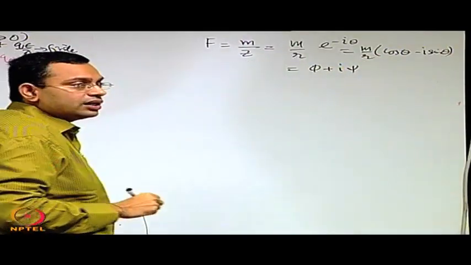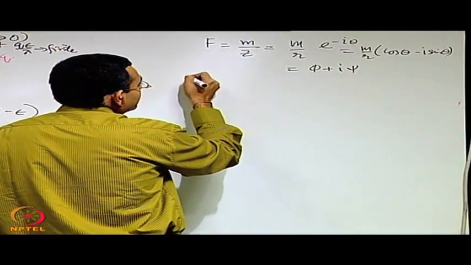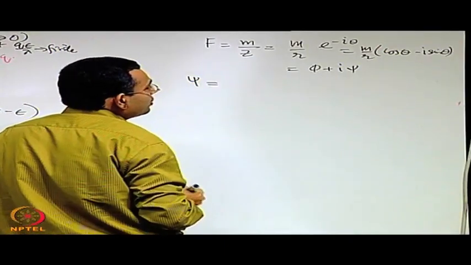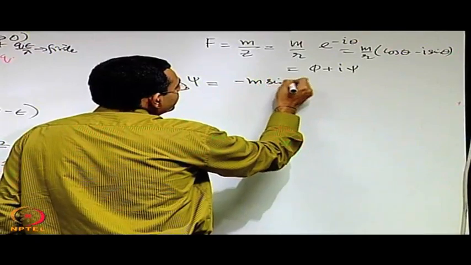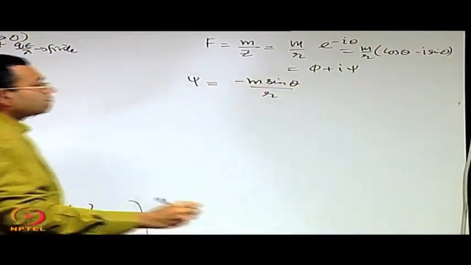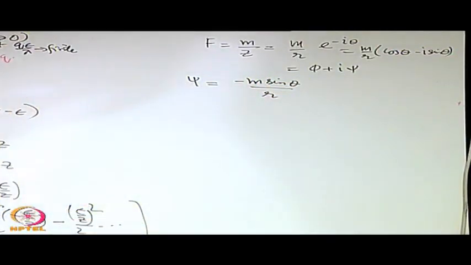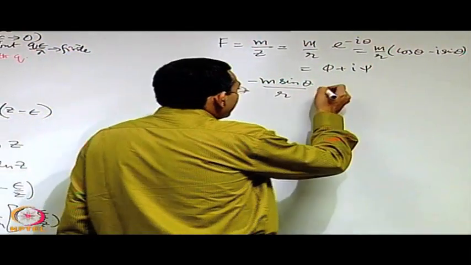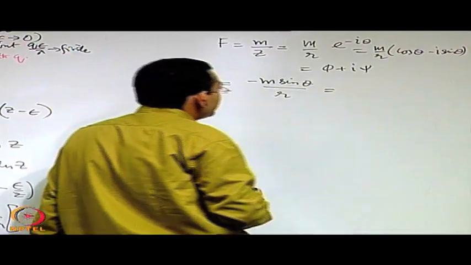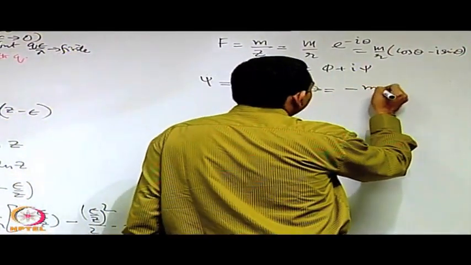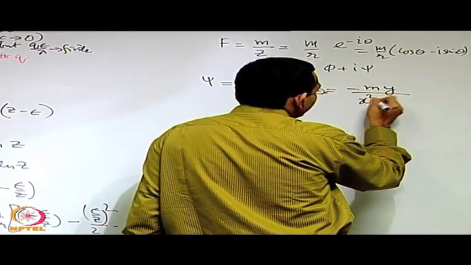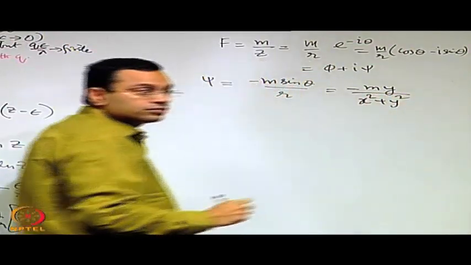So let us try to identify what are psi equal to constant lines. So what is the expression for psi then? Minus m sin theta by r, right. We may easily convert it into Cartesian coordinates by multiplying both numerator and denominator by r. r sin theta will become y and r square will become x square plus y square, right.